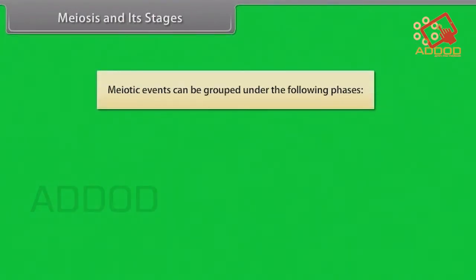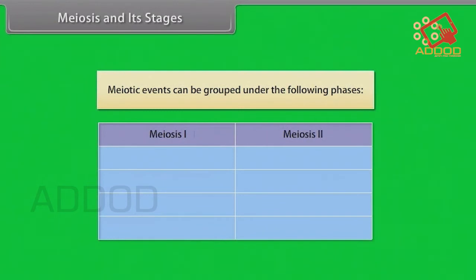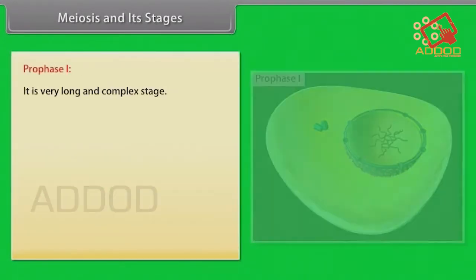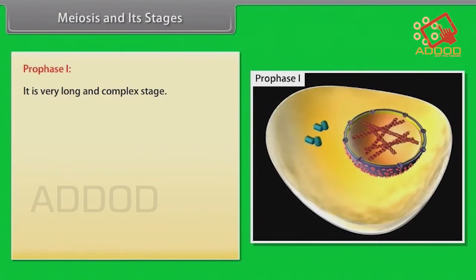Meiotic events can be grouped under the following phases: prophase I, metaphase I, anaphase I, and telophase I come under meiosis I, while prophase II, metaphase II, anaphase II, and telophase II come under meiosis II. Now let us know each phase in detail. The first stage of meiosis I is prophase I. It is very long and more complex in comparison to the prophase stage of mitosis.